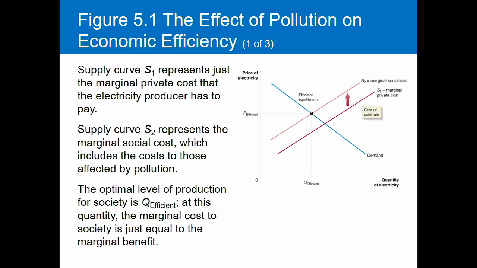That includes, this textbook is older so they say acid rain, but the cost of pollution, the cost of climate change. So again, that's going to be higher than S1, the marginal private cost, because there's this additional cost that the private cost is missing out on. The efficient equilibrium is where the marginal social cost crosses the demand curve, because in this case there's no positive externality, so the private demand curve is equal to the social demand curve. Where this crosses S2, that's the efficient equilibrium. We get this price of P efficient, and the quantity bought and sold in the market at Q efficient.